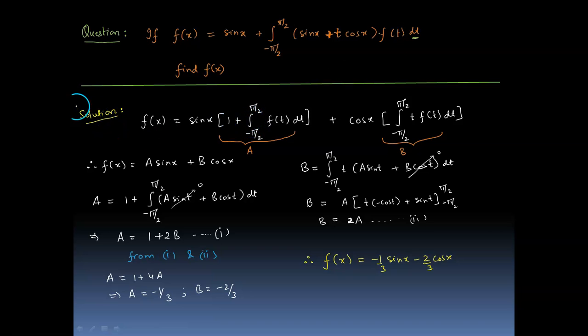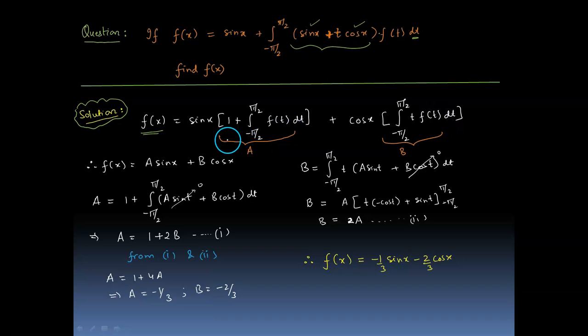So let's see the working of the solution. So if we segregate the terms, for example, if we just open this and write this into two terms, then take sin x common. sin x can be taken common from the second bracket also because it's constant for this integral. So this function definition actually is f(x) is equal to sin x taken common in bracket 1 plus integral minus pi by 2 to pi by 2 f(t) dt, plus, and the second term out of that I can take cos x common. This becomes in bracket integral minus pi by 2 to plus pi by 2 t f(t) dt.